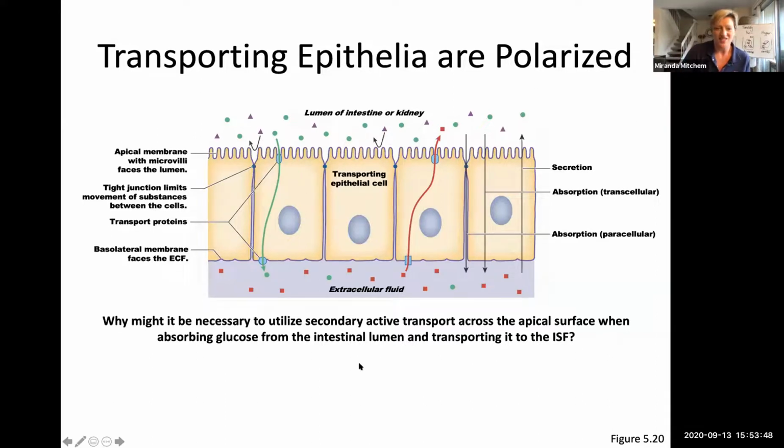So think about the questions that I put in here. Why might it be necessary to use that secondary active transport to move materials across the surface when getting glucose out of the intestine and moving it to the intercellular environment? Well, what happens if we don't have a glucose gradient? Well, then you can't do diffusion. So secondary active transport is a way that glucose could move dependent upon, say, the sodium gradient that's created through that sodium glucose transporter.